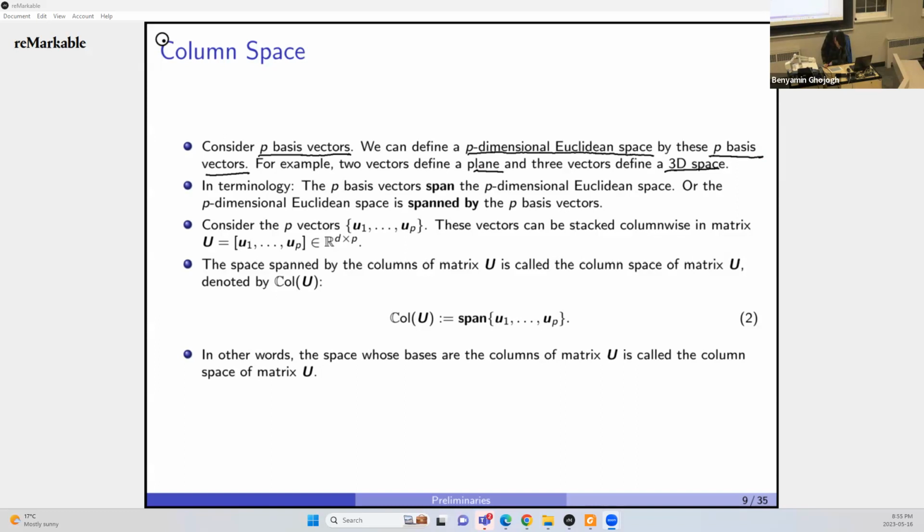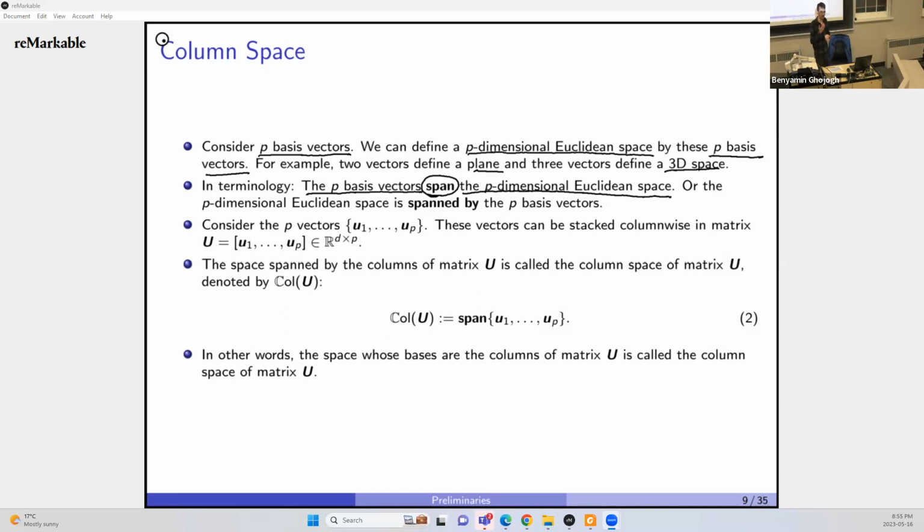In terminology, the P basis vectors span the P-dimensional Euclidean space. This is terminology. So X, Y, Z here, they span this space. What does it mean? It means that every point in this space, or every vector in this space, can be seen as a linear combination of these vectors. Also, note that every point in the space is what? Is a vector. Exactly.